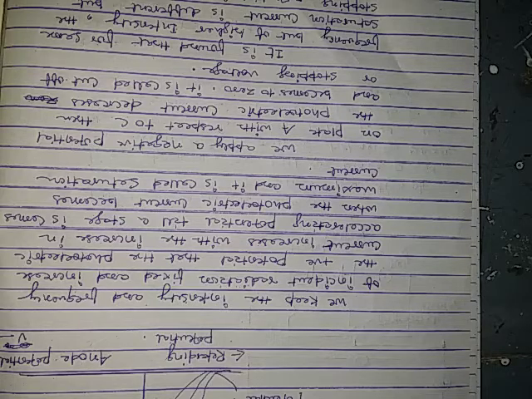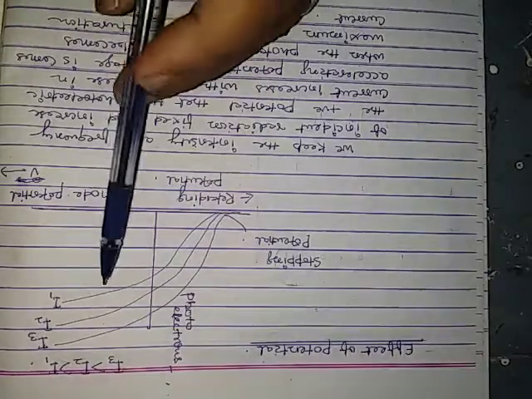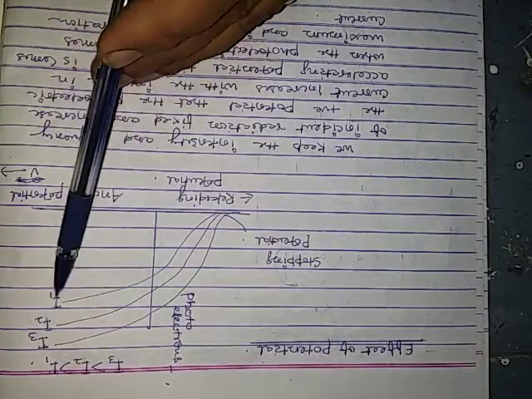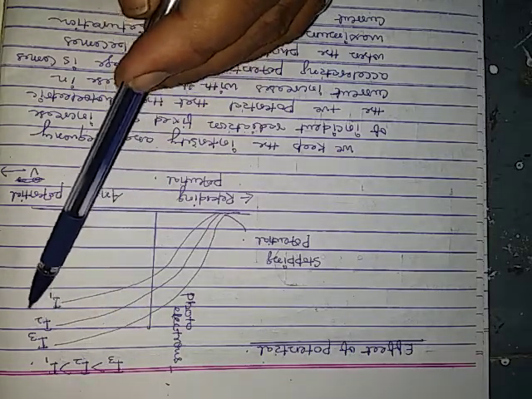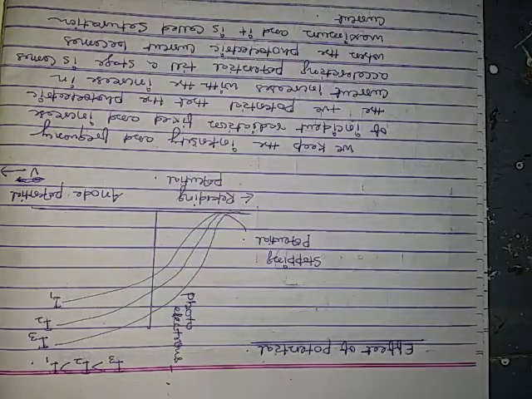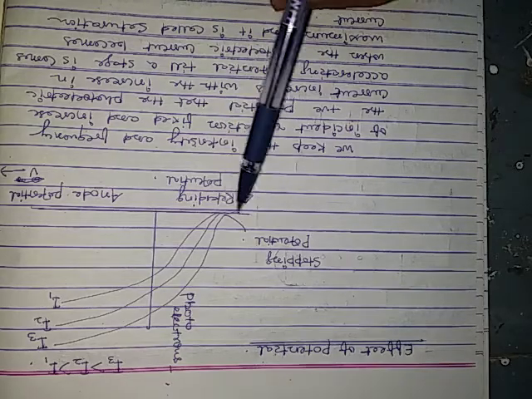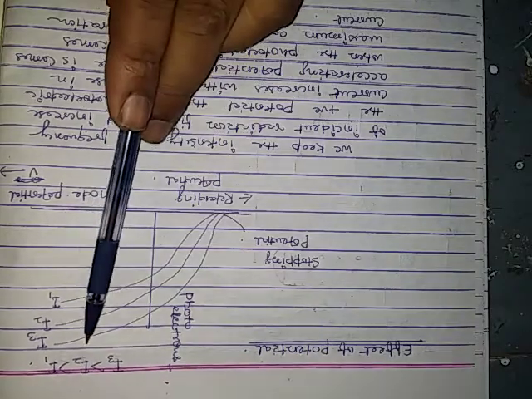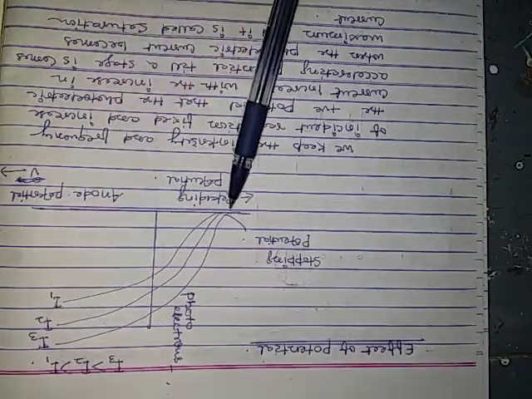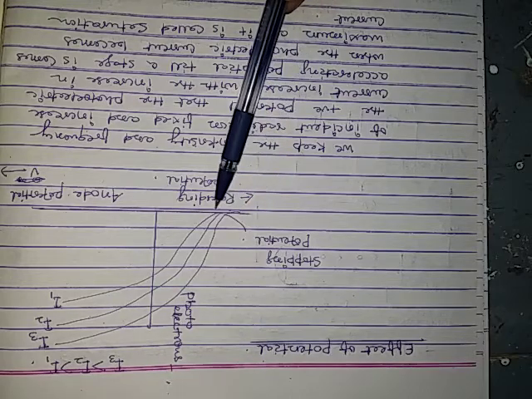It is found that for the same frequency but higher intensity, the saturation current is different but the stopping potential is the same. It is also shown in the graph: as the intensity of light increases, I1 is less than I2 and I2 is less than I3, so I3 is greater than I2 and I2 is greater than I1. In this case the saturation current is different, but the cutoff voltage is the same.